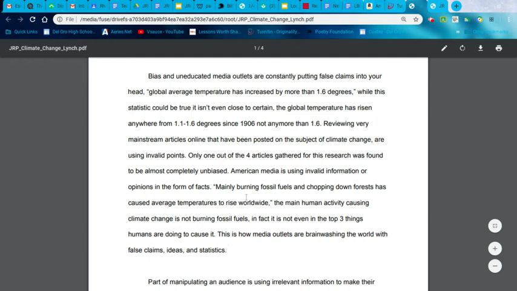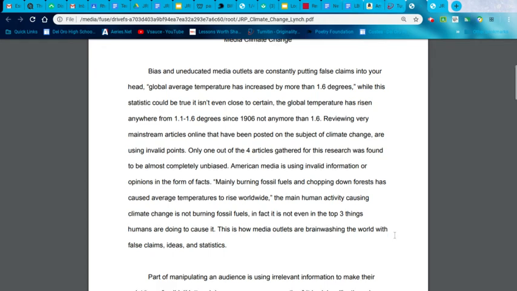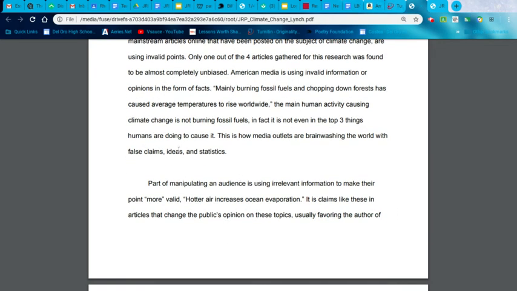So I'm supposed to read this ahead of time, but the problem is there's a quote here, and then activity causing climate change is supposed to lead into your thesis, and your thesis is supposed to be your last sentence. I already don't like this essay that much, but I should see false claims, ideas, and statistics. What does that mean? Those are vague ideas. And if I keep reading, part of manipulating an audience is using irrelevant information to make the point more valid. Hotter air increases ocean evaporation. Again, no citation. But this student is repeating themselves, and this more valid part isn't even a part of the thesis.